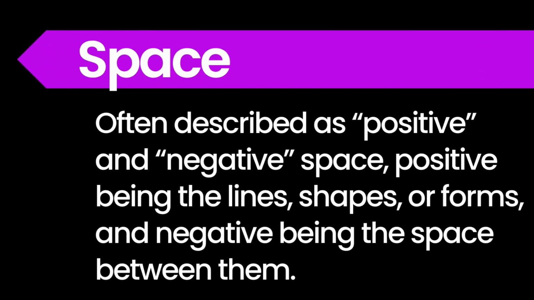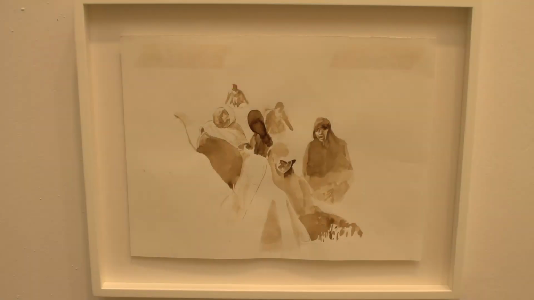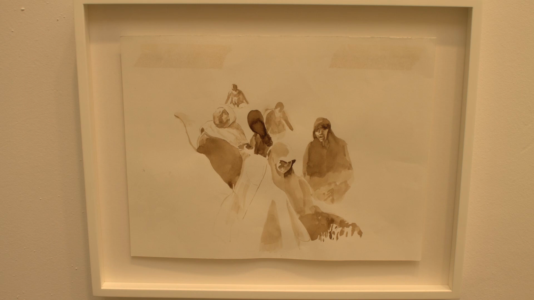How forms, shapes, and lines are arranged in relation to each other. This is often described as positive and negative space, positive being the lines, shapes, or forms, and negative being the space between them. So for the 2D example, I brought to the table Michael Armitage's Untitled series. Michael Armitage uses both negative and positive space to make recognizable forms.